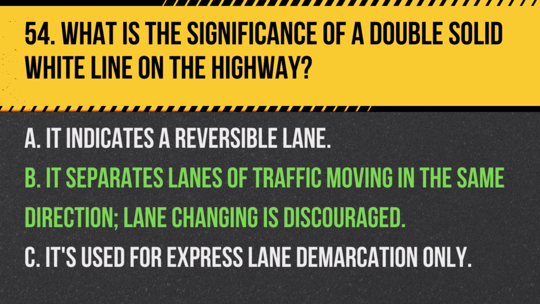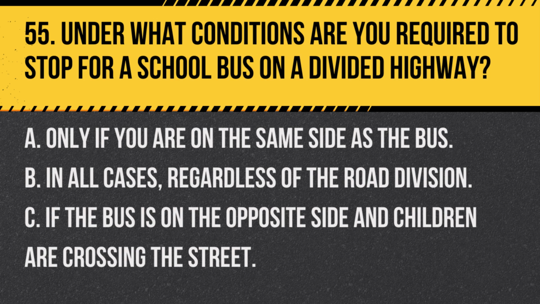Answer: B. It separates lanes of traffic moving in the same direction. Lane changing is discouraged. These lines indicate where lane changes are unsafe or prohibited. Question 55. Under what conditions are you required to stop for a school bus on a divided highway?